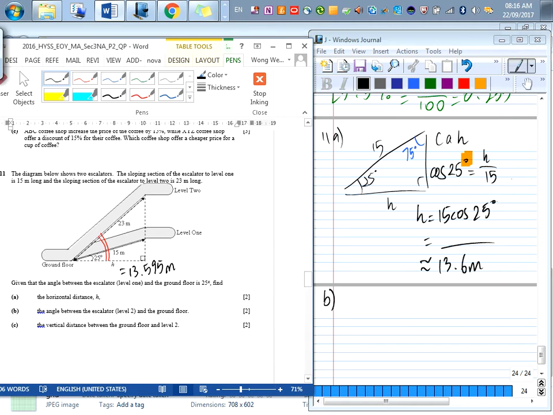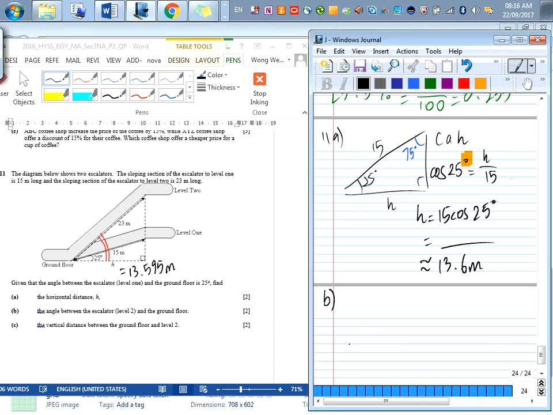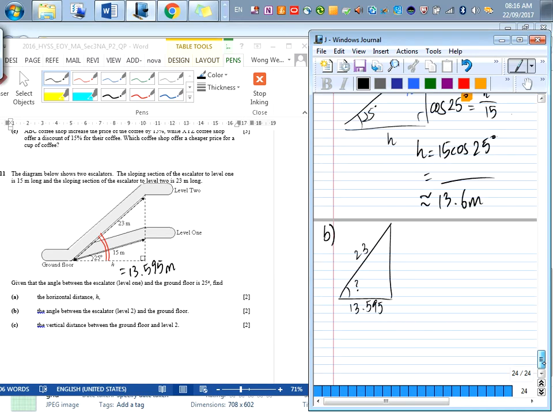So part B, angle between them. It is going to be a different triangle this time. I don't know what this is, it is in red. This over here is 13.595. But I do know that the diagonal length, the hypotenuse, is 23. So which triangle ratio should I use now? Again, I will use cosine. This angle, let me just call it theta. Cosine theta equals 13.595 divided by 23.